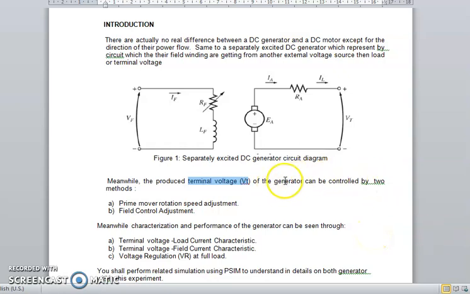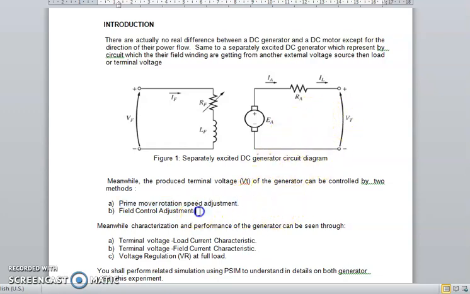In terms of how we want to control the voltage output, it is by prime mover rotation speed adjustment. So the speed of the shaft we adjust accordingly. The higher the speed, the higher the voltage produced. The lower the speed, the lower the voltage produced. Just like the dynamo attached to the wheel of our bicycle. All bicycles use a dynamo. The faster you turn your bicycle wheel, the brighter the light produced at your bicycle. So it follows the same concept.